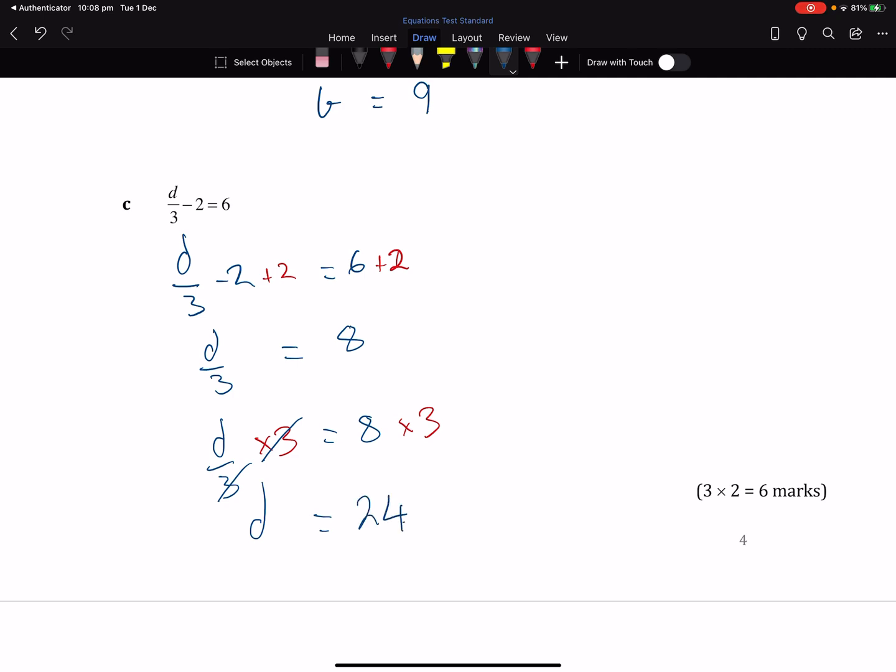I'm sure you were all sitting there going, Mr. Tomic, you know this. But yeah, again, use your calculator. Don't make a silly mistake. So yeah, D is equal to 24.